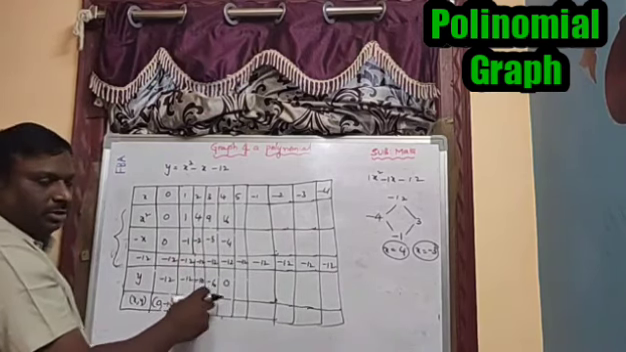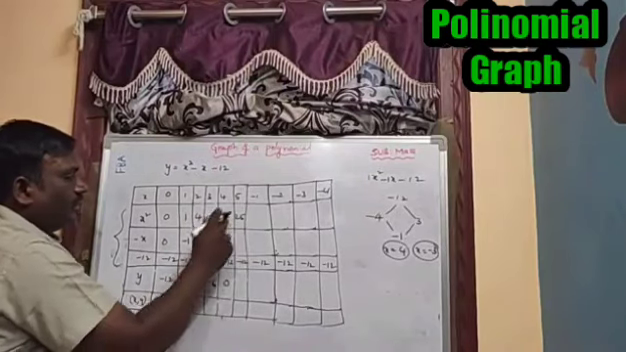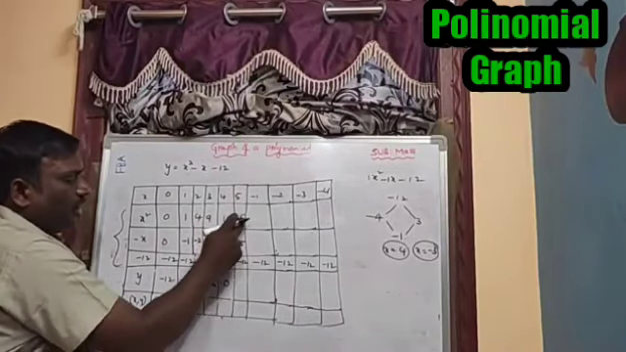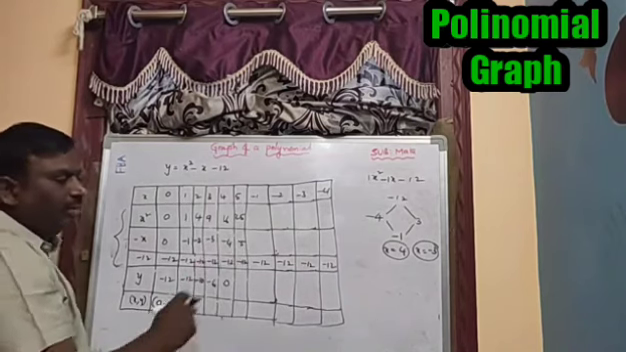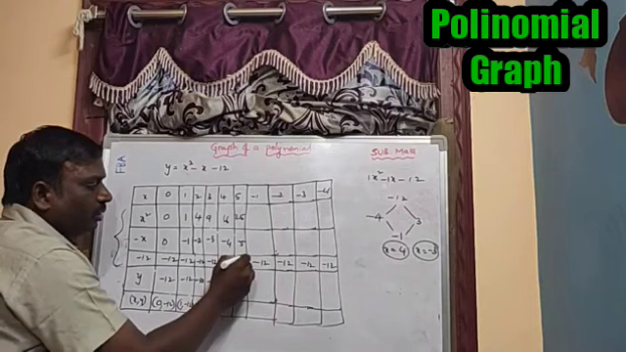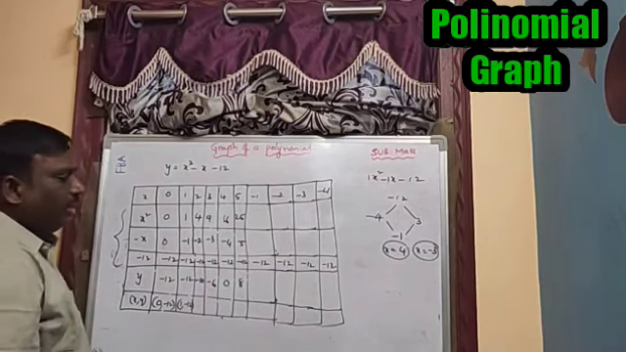I will write the next x, y points. 5 square, 25. So -5. 25 - 5, 20. 20 - 12 is how much? 20 - 12 is 8.